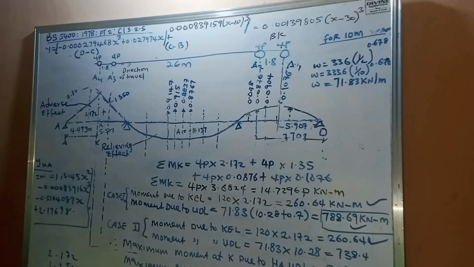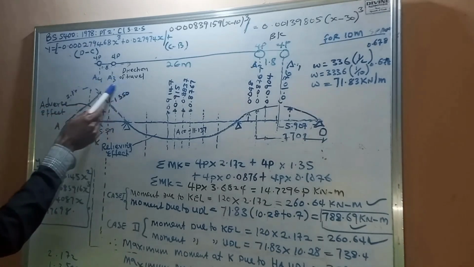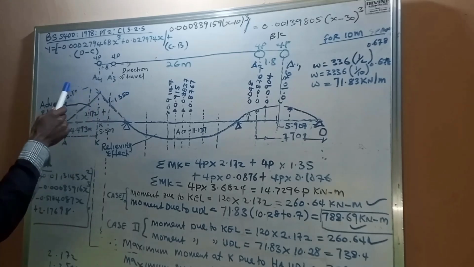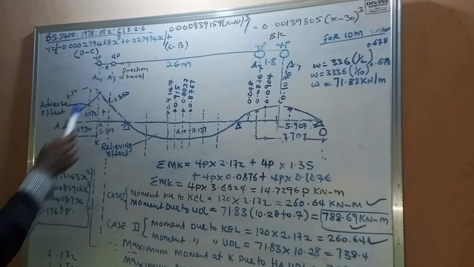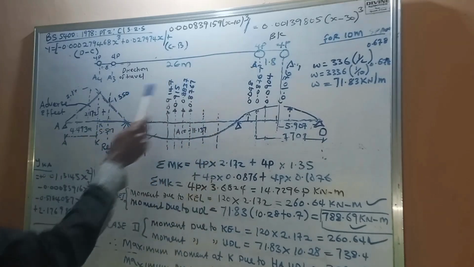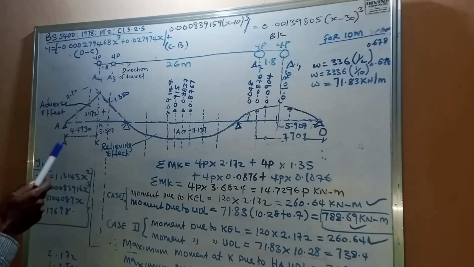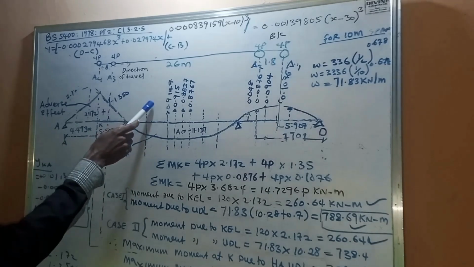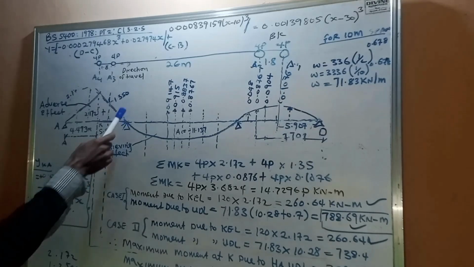All right, now let's look at that of the UDL. For us to have the maximum effect or the total effect on point K, we have to position the UDL on span one, which is this span from A to B. If we position another UDL here, we are going to have the total effects to be negative or far lesser than expected. So we won't come into this zone of relieving effects. We are not going to put a load here.